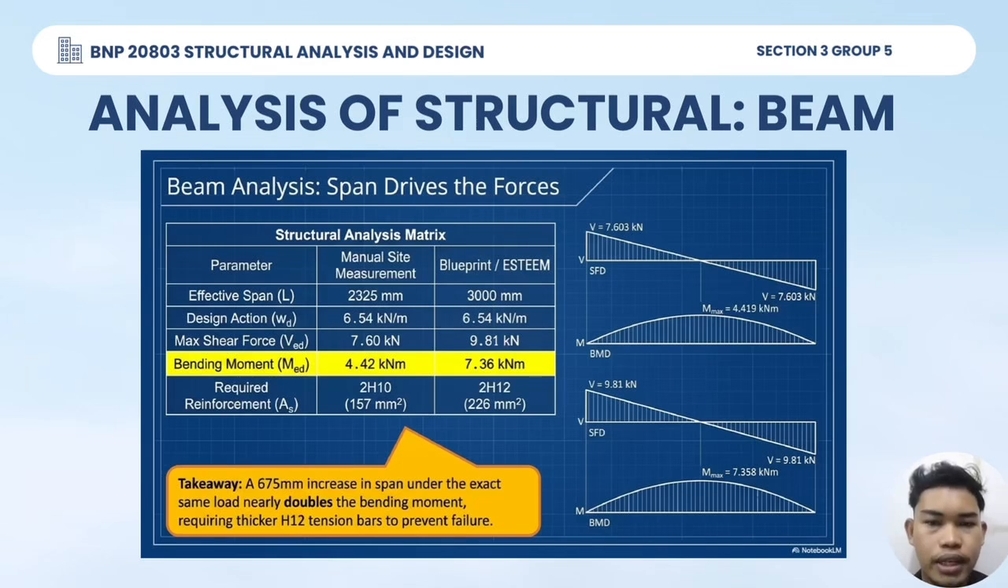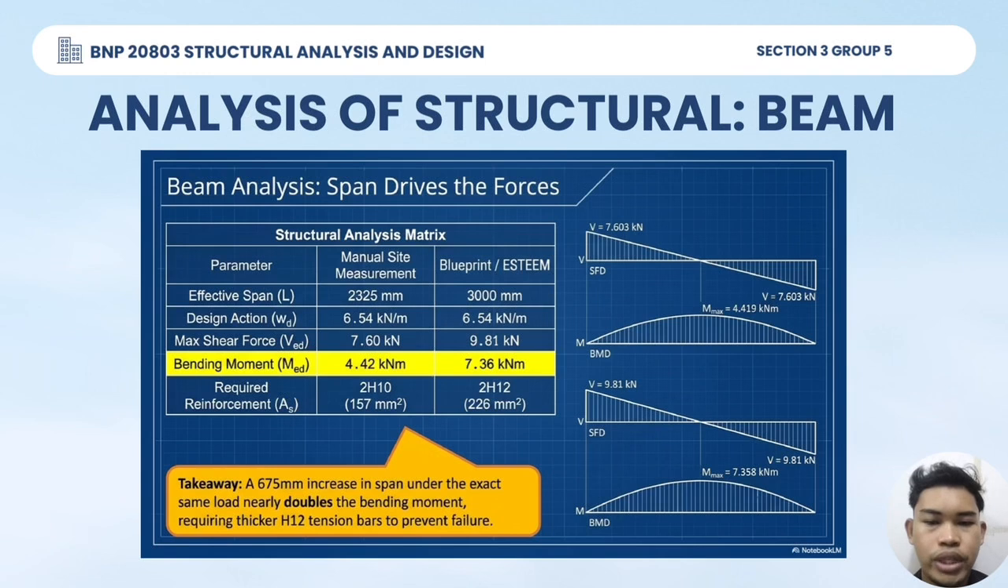Next, I will explain about the analysis of structure beam. For the analysis of structure beam, we compare two sets of data. The first one is manual site measurement and the second one is from the software Esteem. For the effective span length, the manual site measurement gives around 2335 mm, and for the STM, the length is 3000 mm.